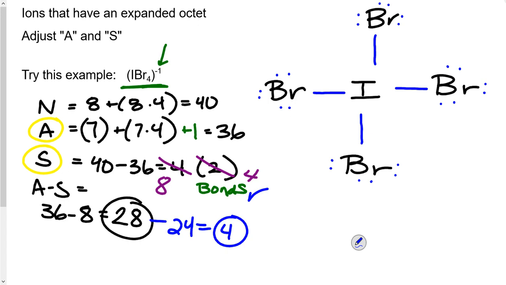Just like you saw in a previous problem, those are going to go on the central iodine. Keep them in pairs. 1, 2, 3, 4. And this concludes the video lessons on covalent bonding.